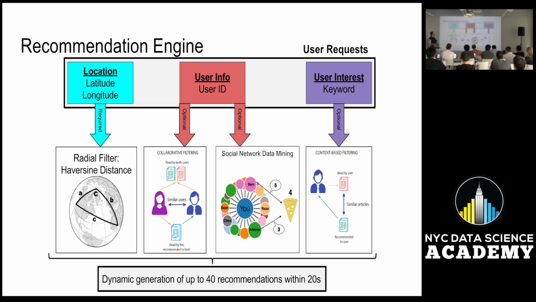Putting it all together, we built a flexible system that can take in a required location, so where you are, and we'll definitely give you some results. The user ID to do social and collaborative modeling, and also a keyword to do NLP-based modeling. And as a result, we can dynamically generate up to 40 recommendations within 20 seconds.